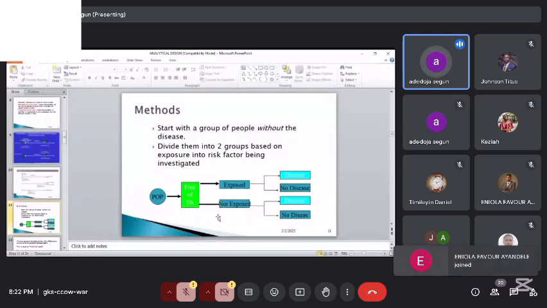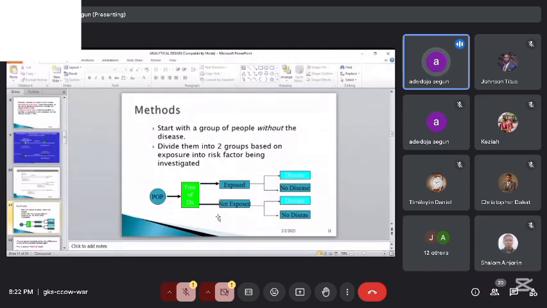Then the exposed that we are seeing here, we all believe that if they are having unprotected sex, some of them will come down with disease. And to our surprise, some of them might not even come down with disease. They may be having unprotected sex and still yet they will not develop HIV.